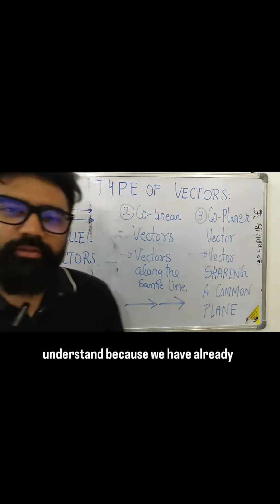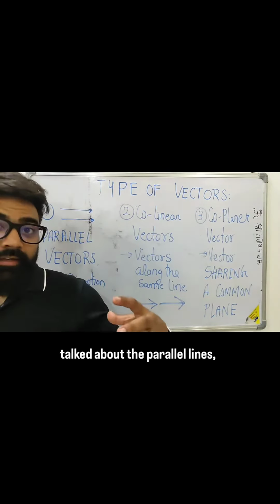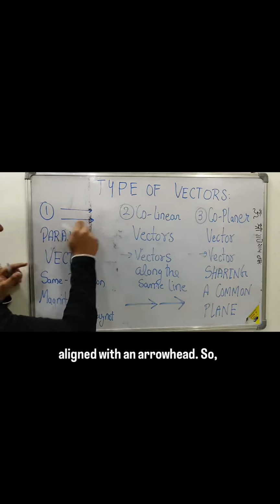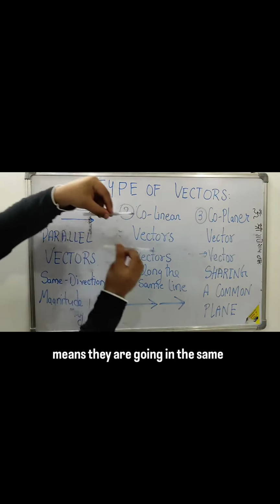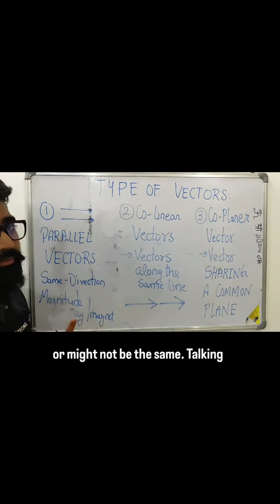Now it's not that tough to understand because in our previous classes we have already talked about parallel lines, right? Ultimately, a vector is a line with an arrowhead. So if two vectors are parallel, that means they are going in the same direction. Now, if they are only parallel, their magnitude might or might not be the same.